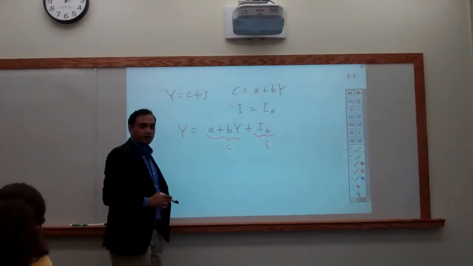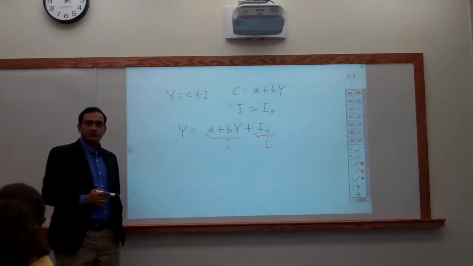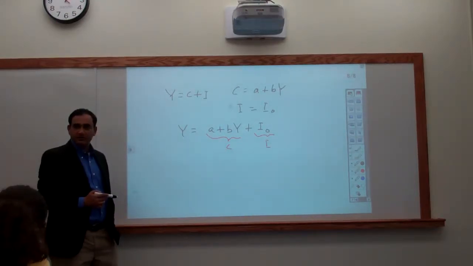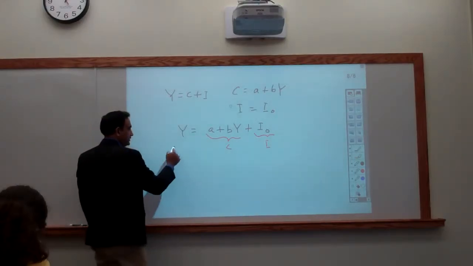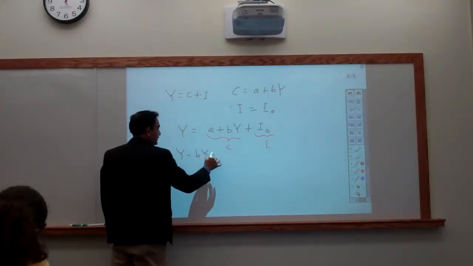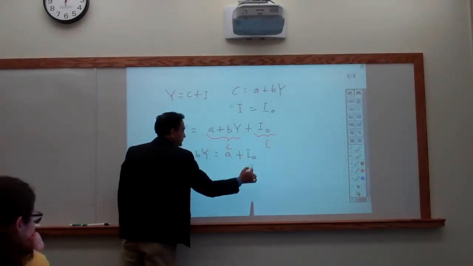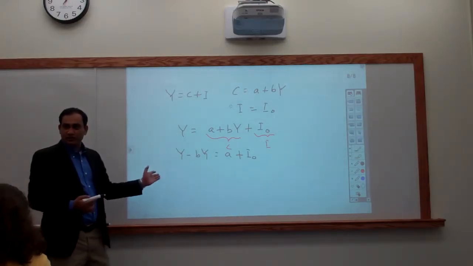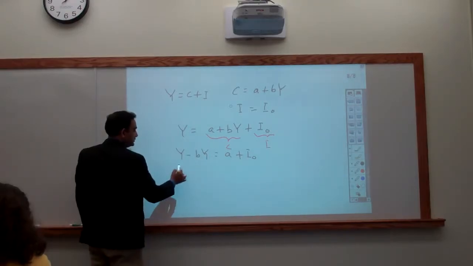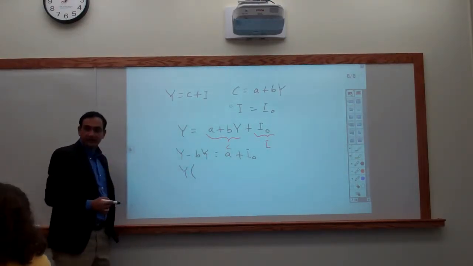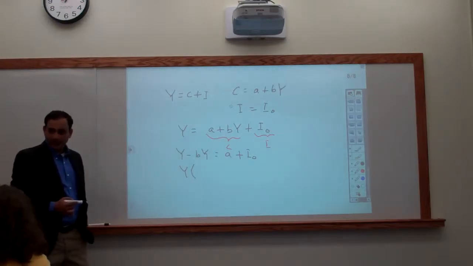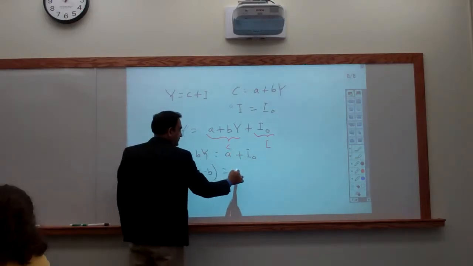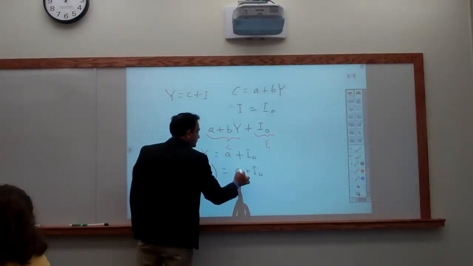What do I do to solve for y? Subtract what from both sides? By, isn't it? So 1y minus by equals a plus I0. And then I factor out y on the left hand side, because y is common in both terms. So if I factor out y, what do I get on the left hand side? 1 minus b. That's correct, 1 minus b. And that equals this expression, a plus I0.